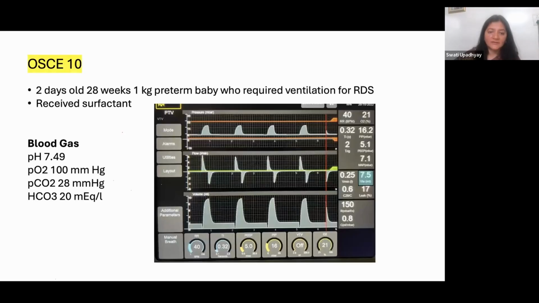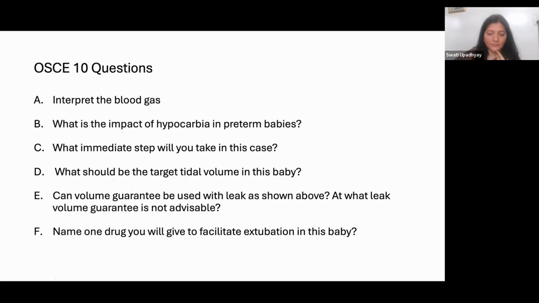And what has caused it? Can anybody point out what is the problem here? This is a 1 kg baby. Yes. Excellent. So basically the baby is being overventilated. If you see the tidal volume, it is around 7.5 here, which should be around 4 to 6 ml in this baby. So this has caused hypocarbia.